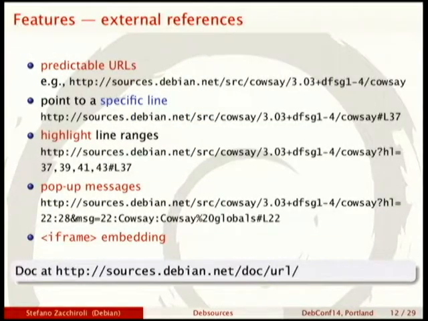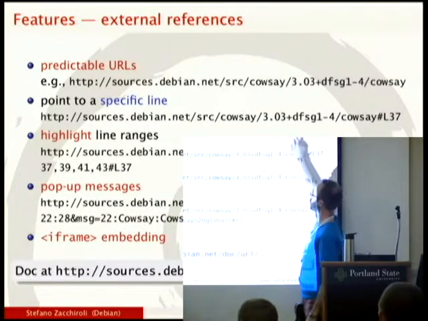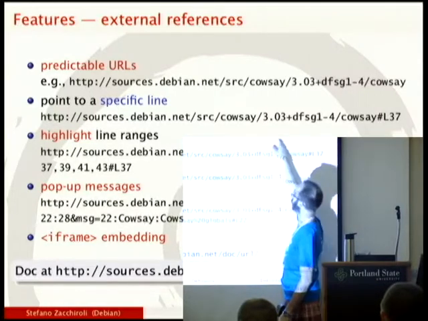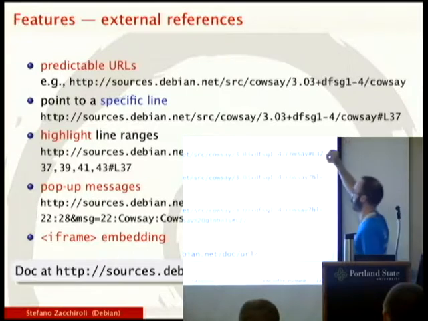Given that DebSources was meant to be used in collaboration with other tools, there is some sort of API to work with others. So a first kind of API is a URL mechanism which is guaranteed to be predictable. So essentially, the URL here will always be produced this way, so you can point to a specific file in a specific version of a specific package, and this is the URL scheme that we are using now.